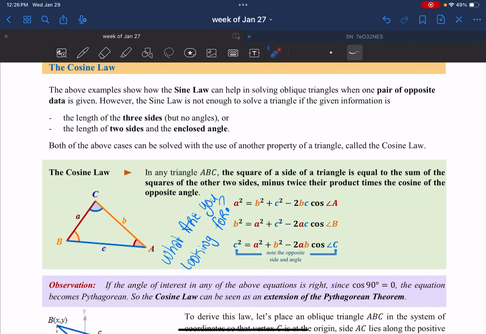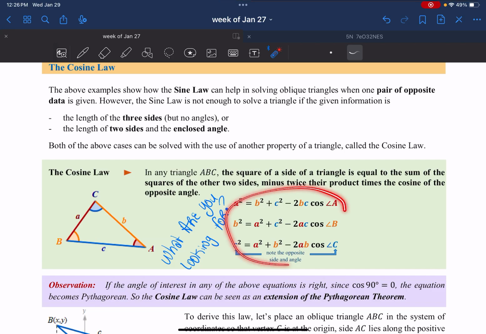Now let's talk about the law of cosines. We use the law of cosines when the law of sines will not work. That is when we have three sides but no angles, or if we have two sides that enclose an angle. That's like an angle being sandwiched in between two sides. I will show you some examples of that in a minute.